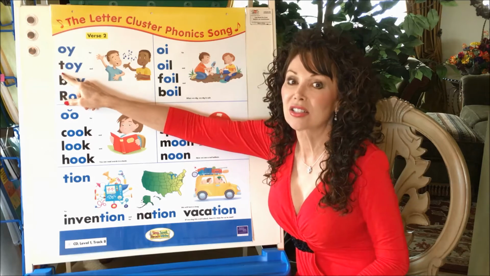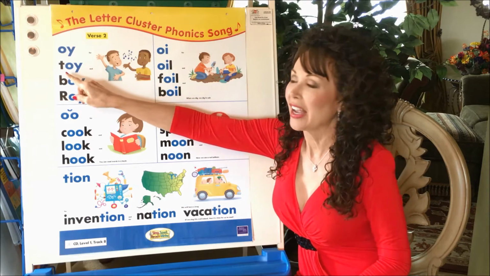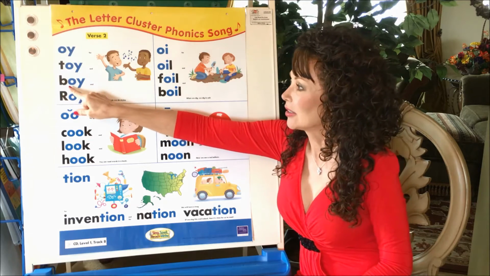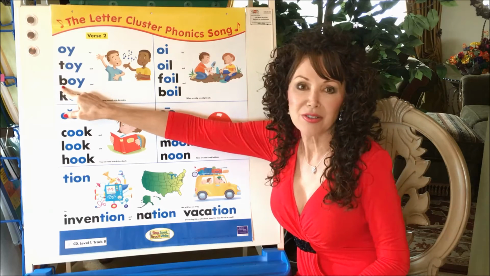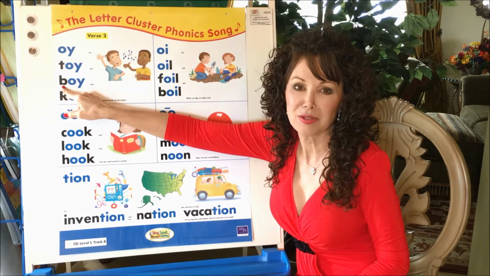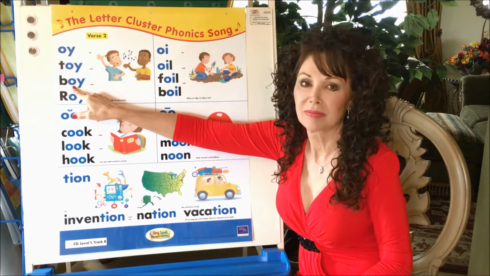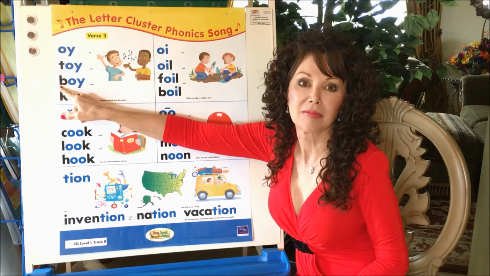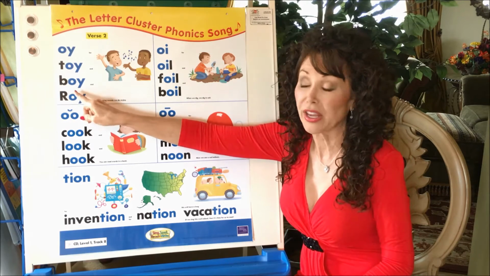Did you say toy? And then say it fast. Toy. Excellent. What sound? That's right. B. What sound? Yes, oi. Say it fast. That's right, boy.